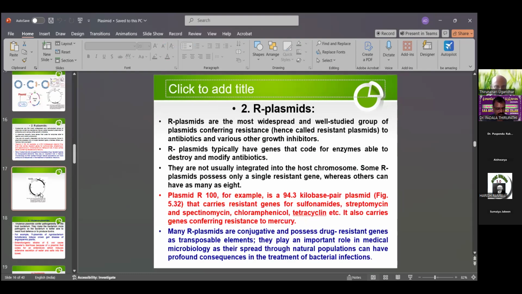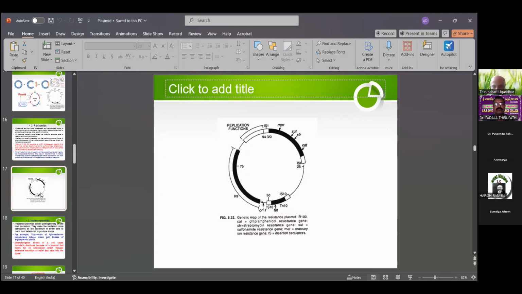Then the R plasmid is also simple. Only resistance qualities are located on the spiral or spherical peripheral part of the plasmids. That is called an R plasmid.